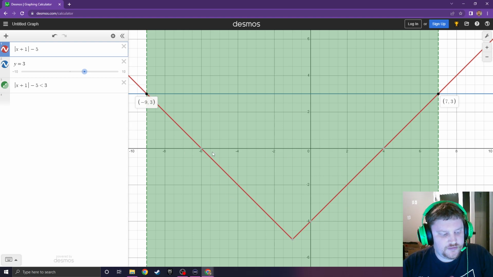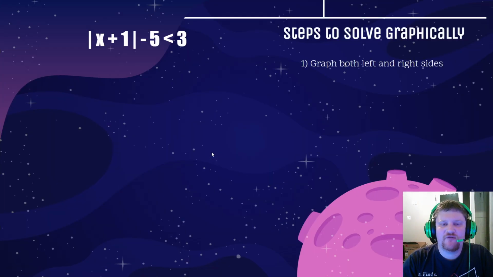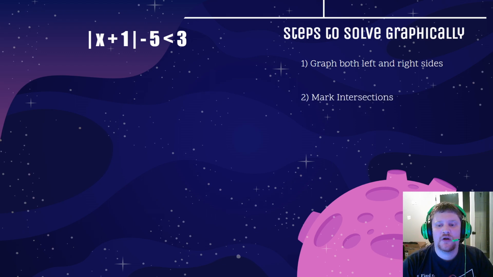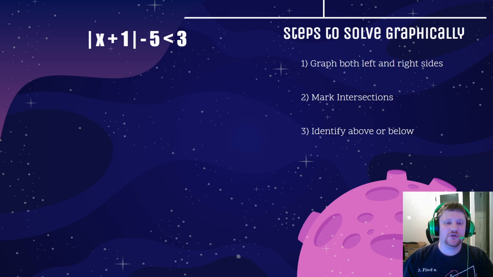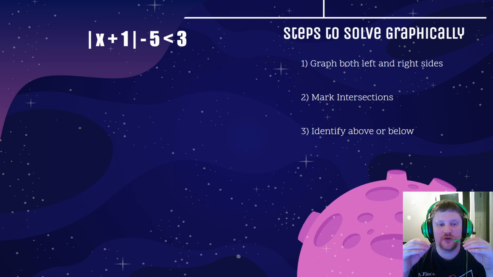So step 1: graph both the left and the right side, just like before. I recommend graphing them separately so you can actually see the two graphs, but then on Desmos, if you graph it together after that, not only do you get to see both graphs, but it helps you visualize what the solution is. From there, you're going to mark your two intersections like I just did. And unlike before, we need to identify if we're going to be talking above or below. Usually I'd look at it as above or below the solid horizontal line.